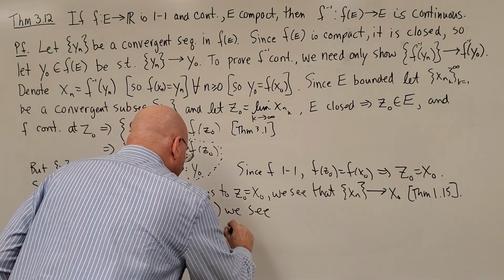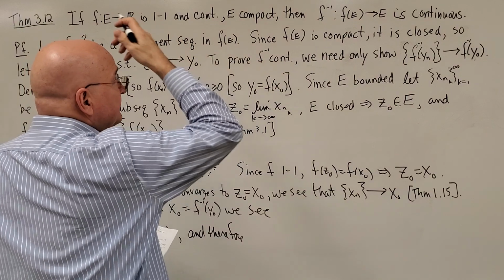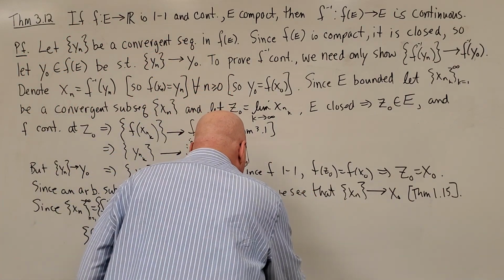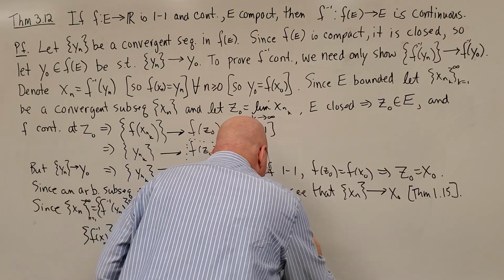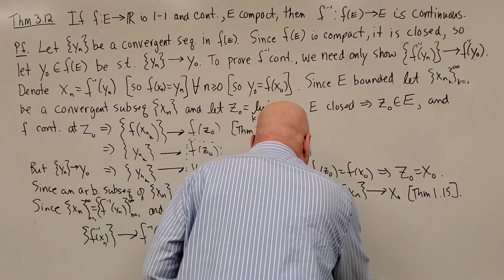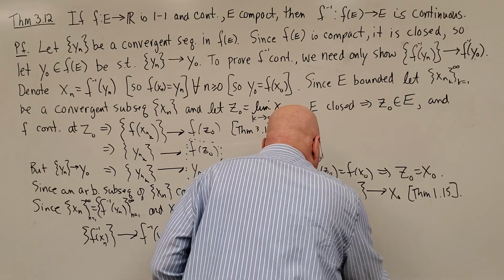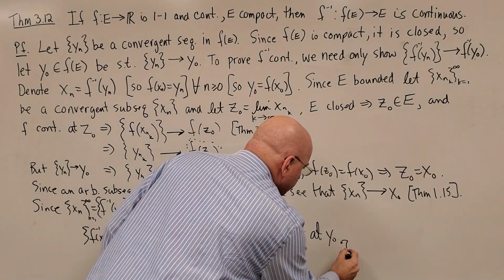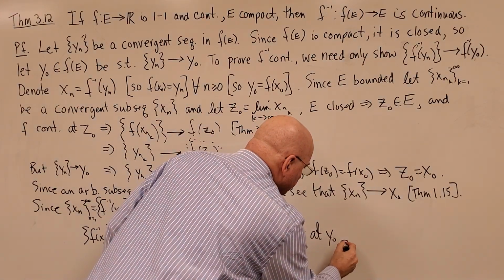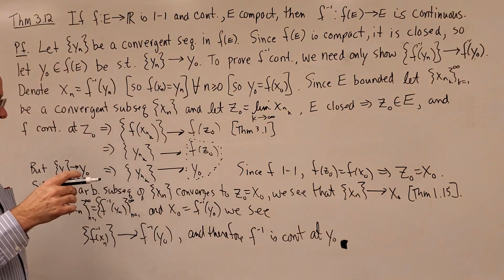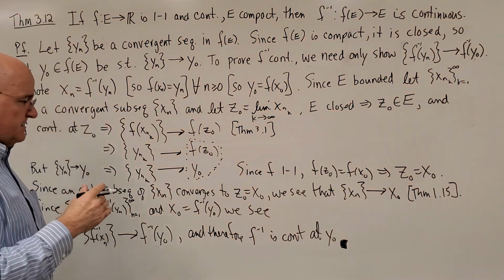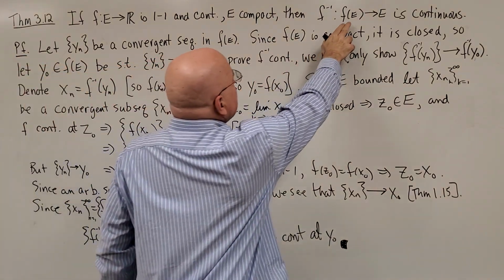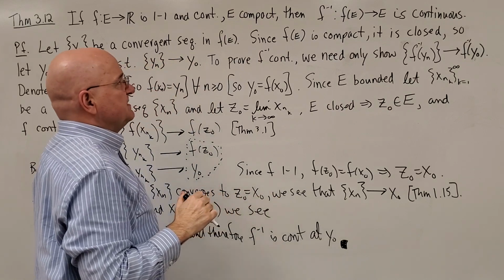And therefore, what we're trying to prove, f inverse is continuous. And we just proved it's continuous at y0. But that was chosen arbitrarily. Therefore, we've shown that it's continuous at every point in its domain, and therefore f inverse is a continuous function.